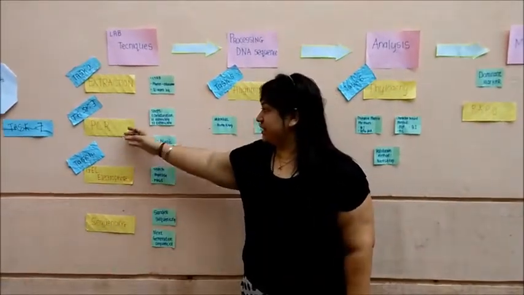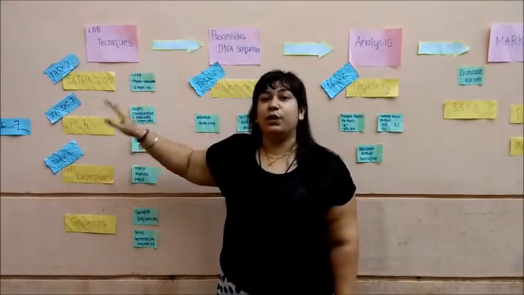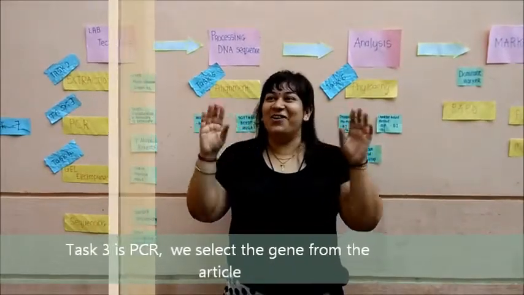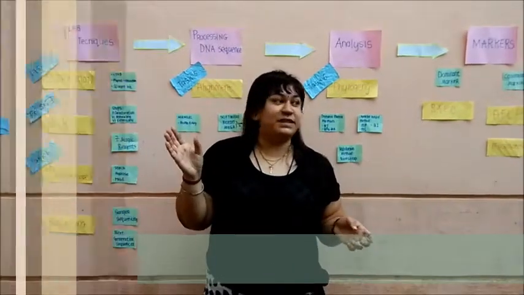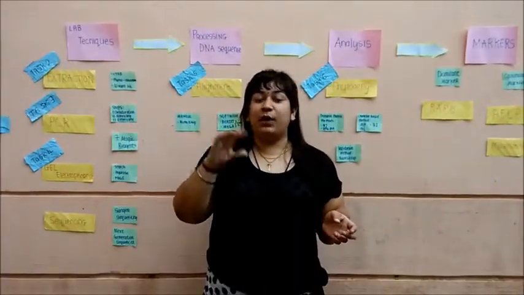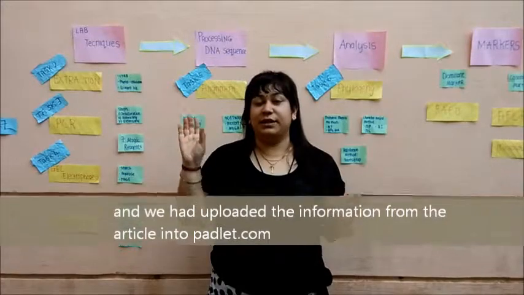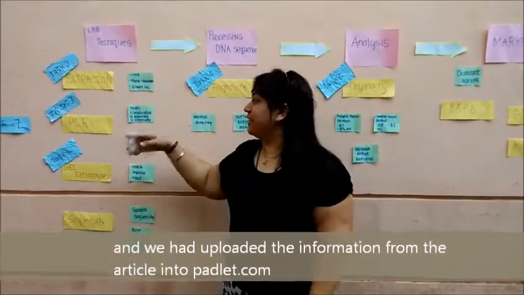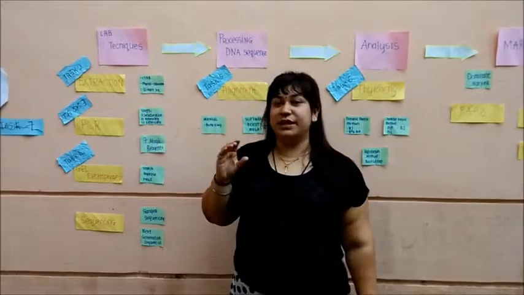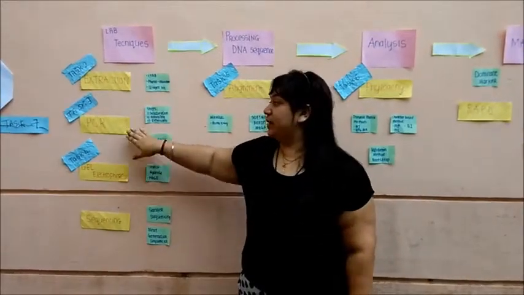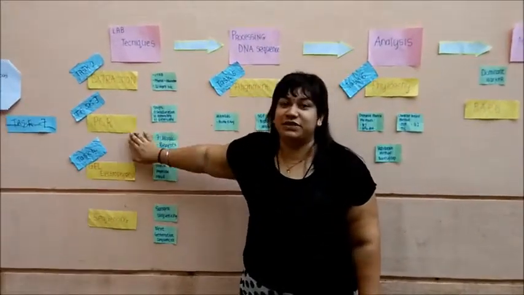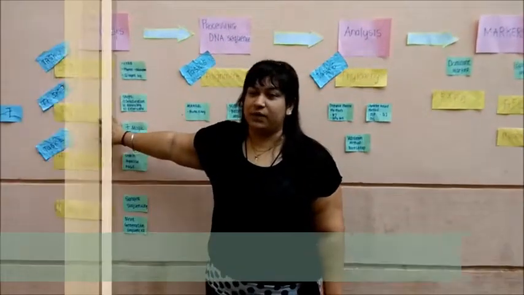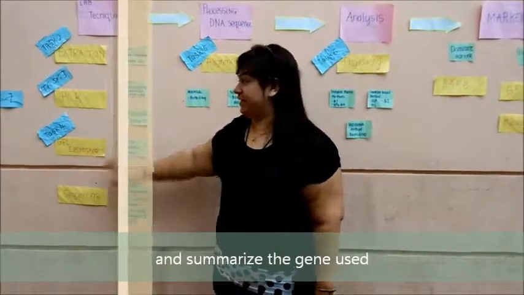Then task 3 is the PCR, where we select the genes most used in all the articles. All of us have uploaded what gene is mostly used in the Padlet in Smart UNS. We can go to the website to have a look. From there, we find the most used gene and we summarize it. For example, the mitochondrial gene is found to be used the most because it's abundant and easy to study.